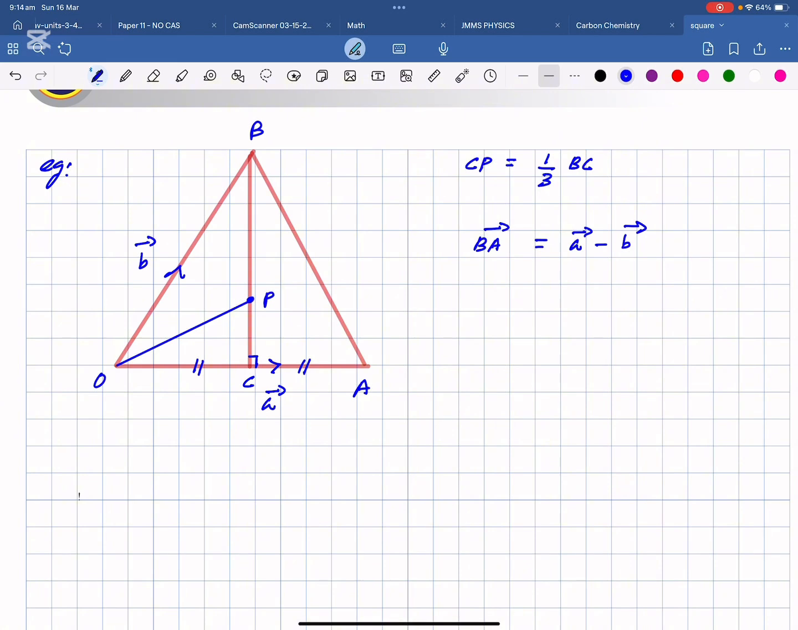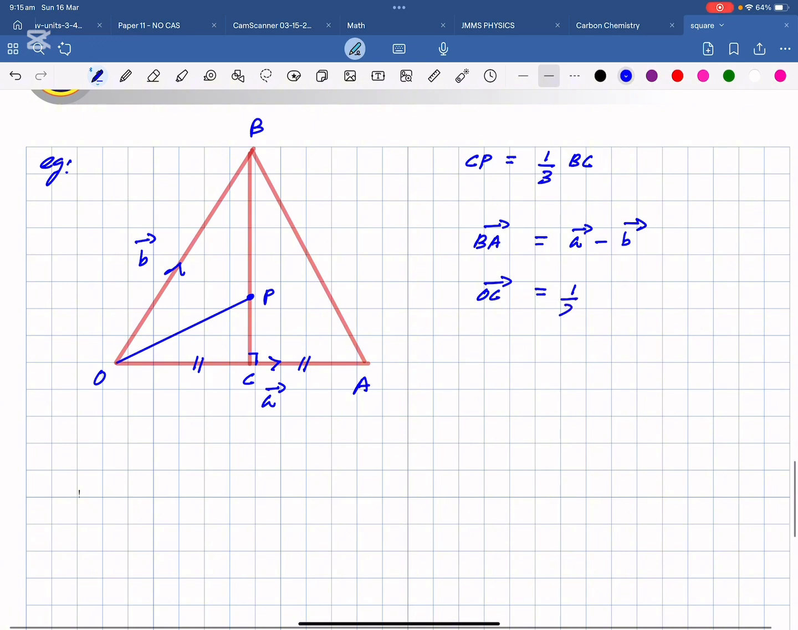Okay, we found it. What about BC? BC is equal to C minus B. Is that right? That's not right. So you have to understand BC here. This one you can find from here. OB plus BC is equal to this guy, OC. What is OC now? You have to understand OC is half of OA. Okay, use that. Half of OA. Very easy. So OA is how much? OA is A. So half of A.